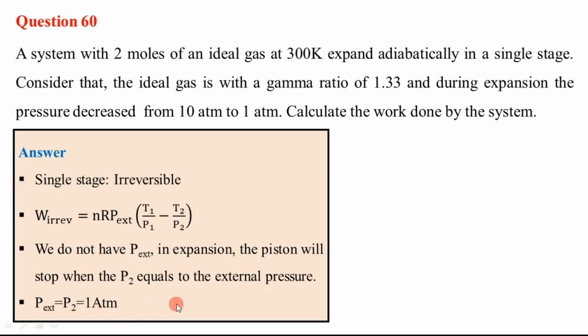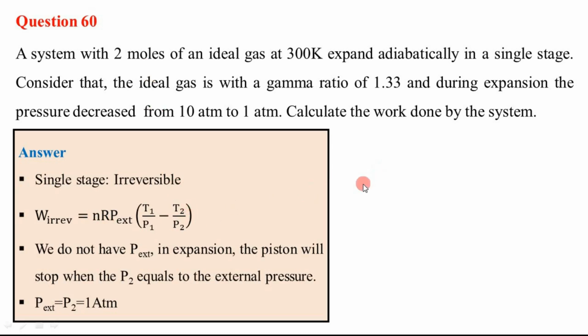So then you have T1. T1 was given: we have the ideal gas at 300 Kelvin. We don't have T2. P1 we have as 10 atmosphere, P2 we have as 1 atmosphere, and the external pressure is equal to P2, which is 1 atmosphere. The gas constant, you can find it there. The number of moles is 2 moles, but you don't have T2. Then you can calculate T2.